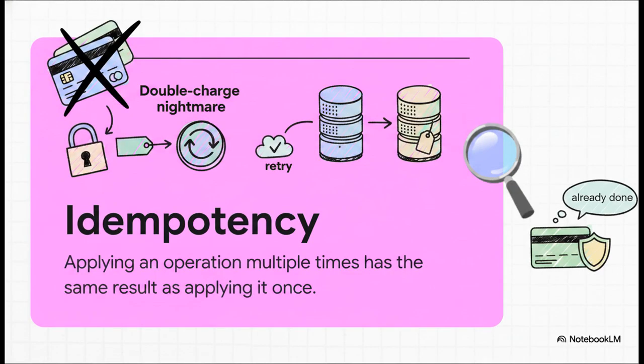And to solve that terrifying double charge nightmare we discussed earlier, engineers use a concept called idempotency. It sounds fancy, but it simply means designing an operation so that if you accidentally execute it multiple times, the end result is exactly the same as if you ran it just once. You might do this by attaching a uniquely generated ID to the initial payment request. If the receiving server sees a retry with an ID it has already processed, it simply replies "already done" without actually charging the credit card again. This is exactly how we safely navigate the ambiguity of retries and network drops.